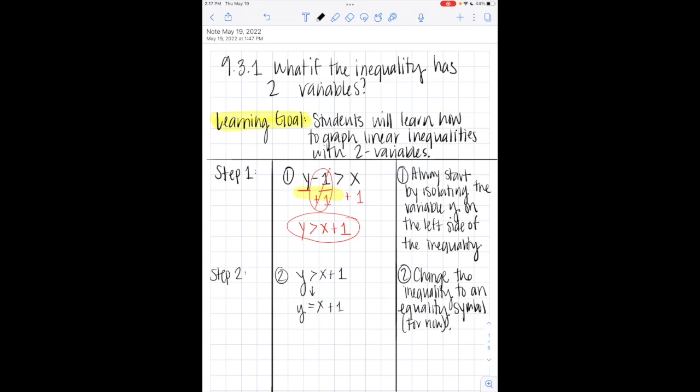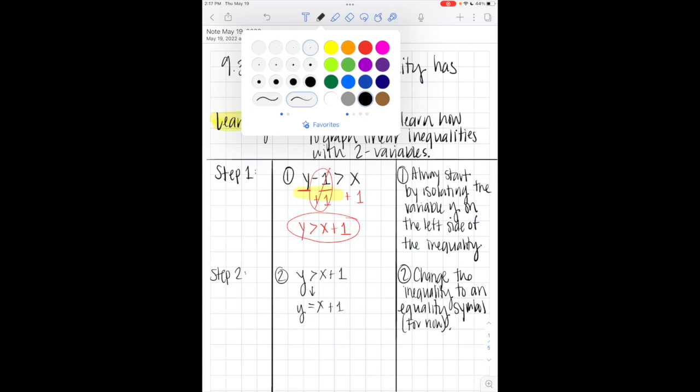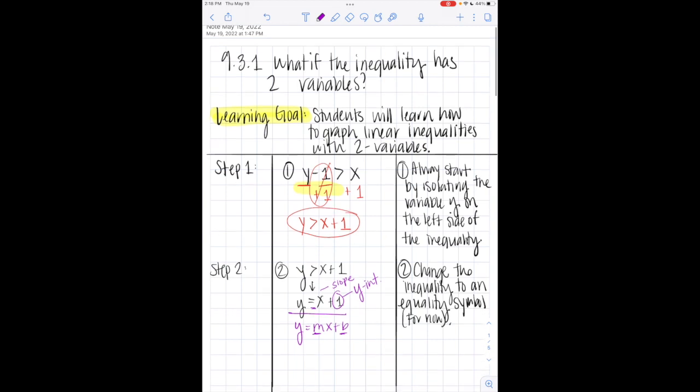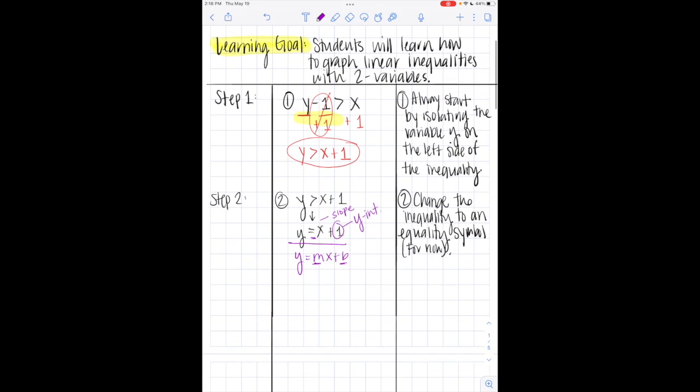The reason I'm doing that is so that I can look at something that I already know. This equation is written in y equals mx plus b. Remember that m is our slope, b is our y-intercept. That means that this number right here is our y-intercept. And the number in front of x, which is 1, is going to be our slope. Okay? So that's the reason why we're putting it into an equal sign. So let's go to step 3.